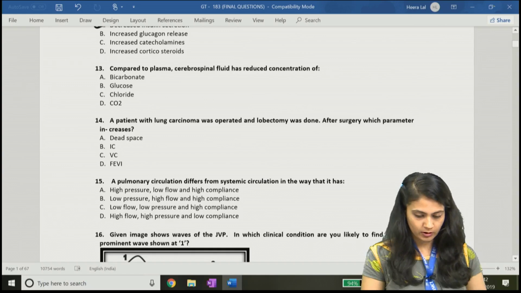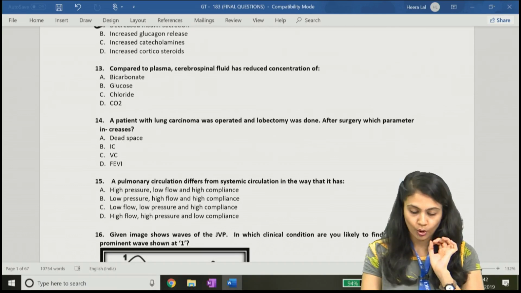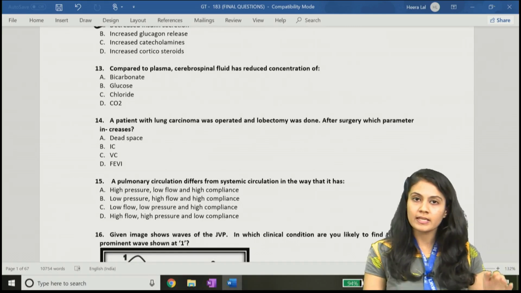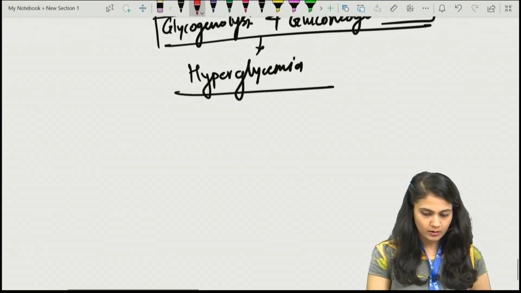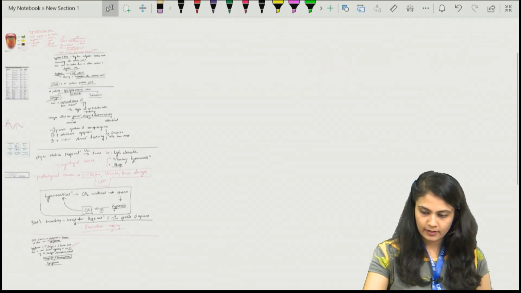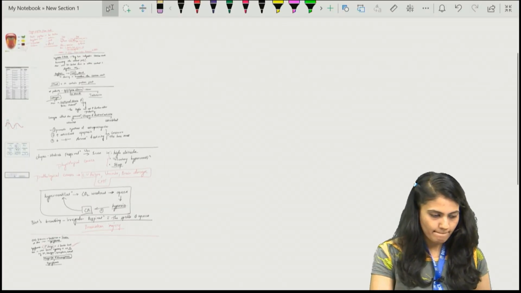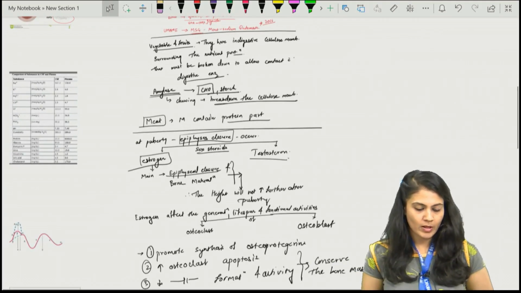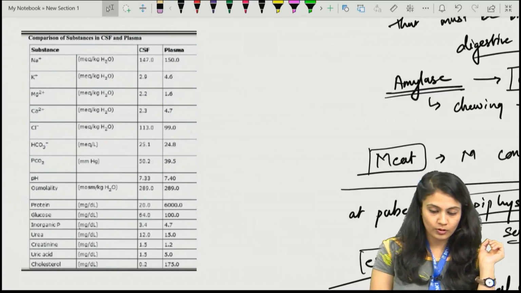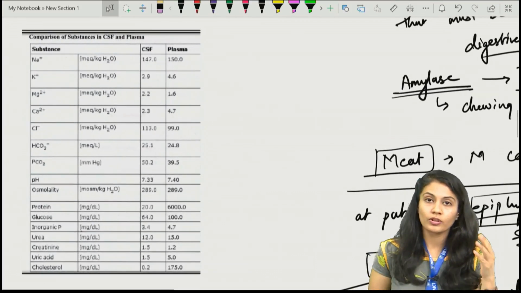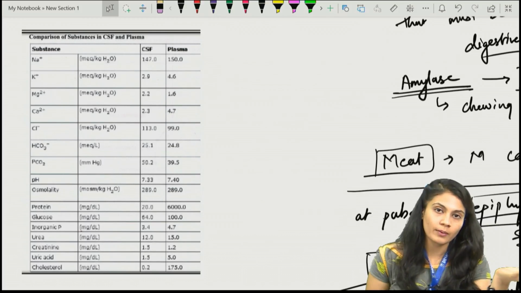Moving to question number 13. Compared to plasma, cerebrospinal fluid has reduced concentration of. Remember, everything is more in the plasma except a few things. So let's see the chart. We do have a chart for it. Few things are more in the CSF. All other things are more in the plasma due to the blood-brain barrier. The blood-brain barrier will not allow everything to come inside the brain.